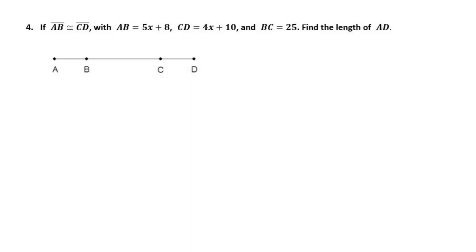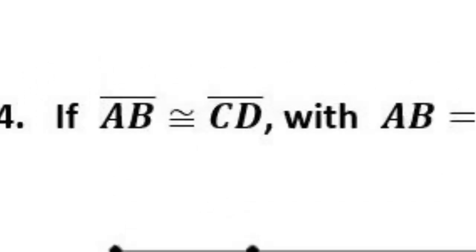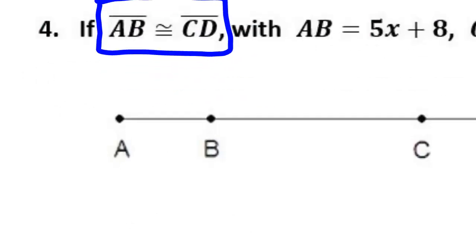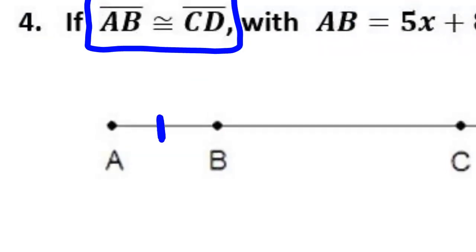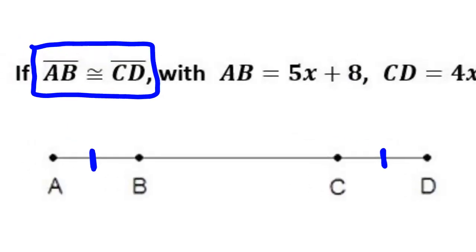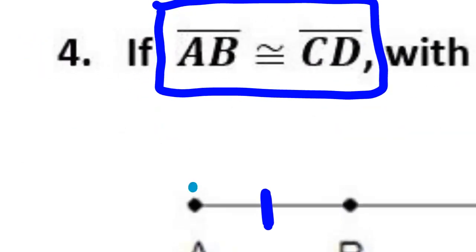All right. Problem number 4. We have a picture here, and it tells us that segment AB is congruent to segment CD. So AB is congruent to CD. Tells me that AB is 5x plus 8.